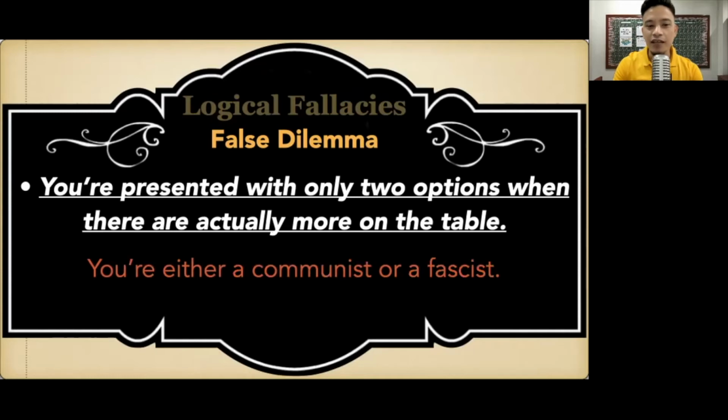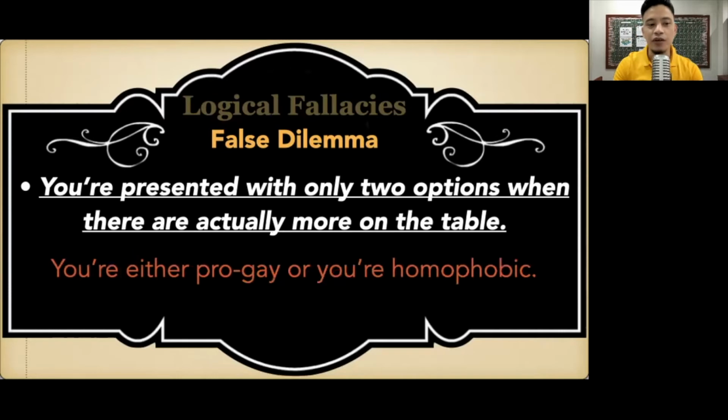Here's another thing. You're either a communist or a fascist. Very limiting. Here's more. You're either pro-gay or you're homophobic. I am not homophobic, but I am not pro-gay. But me being against homosexuality, that doesn't mean that I am homophobic, because I have friends who are gay and I have no problem being friends with them. So see, this statement is very limiting. It's like it's putting me in a position where I am not really there, but I'm being forced into that.